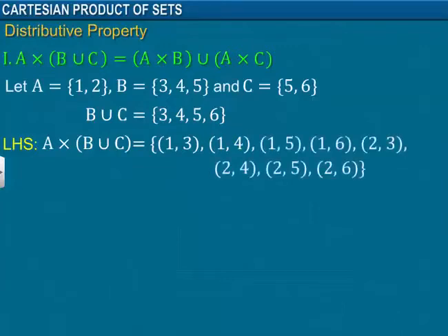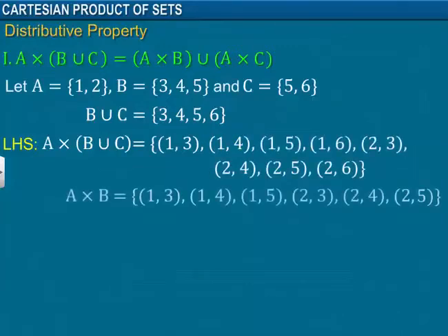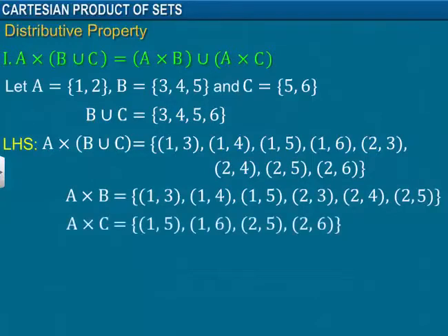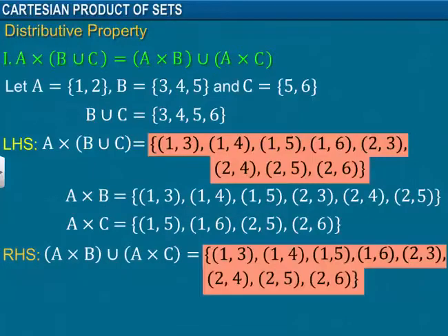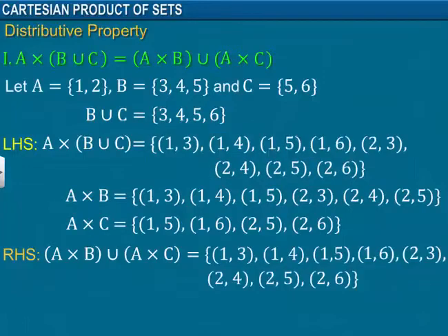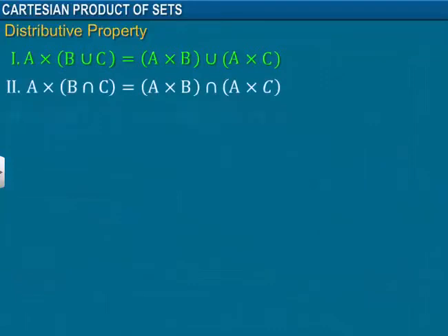Now, let us find the Cartesian product of A and B, and A and C. Now, let's evaluate the right-hand side. The union of the Cartesian product of A and B and A and C is the set as shown. Hence, both the right-hand side and the left-hand side are sets consisting of the same ordered pairs. Hence, this property is verified. Similarly, the other 2 results of the distributive property can be verified.